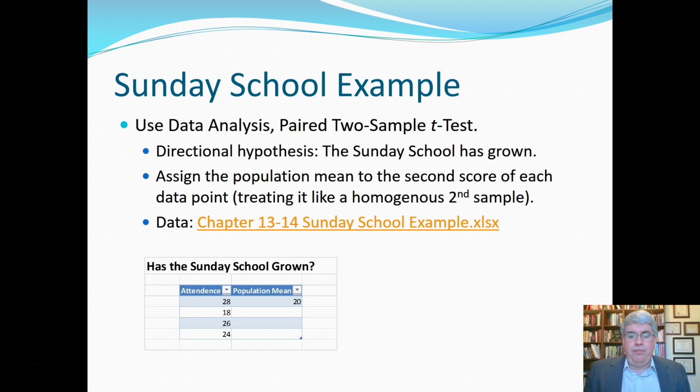So the way that we're going to do this is we're going to use data analysis in Excel, and we are going to use the paired two-sample t-test like we have had before. We're going to make a directional hypothesis that the Sunday school has grown, and we're going to assign the population mean to the second column of scores for each data point, kind of like treating it as a homogeneous second sample. So this is a little tricky. So even though the textbook starts off with this and says this is the easiest to compute, Excel requires a little effort. So that's what the next video will be about.